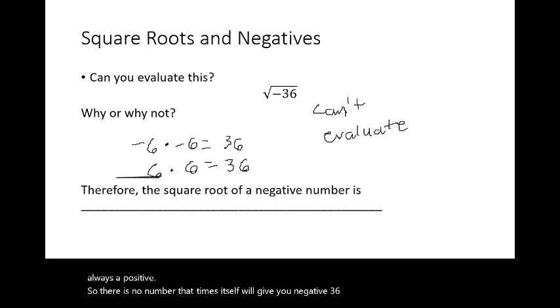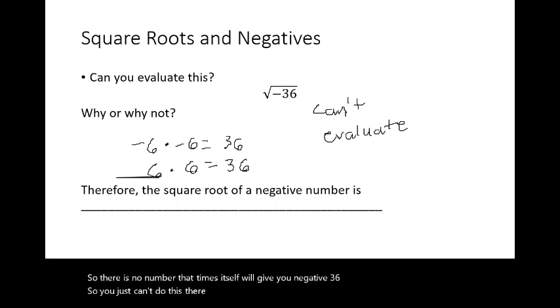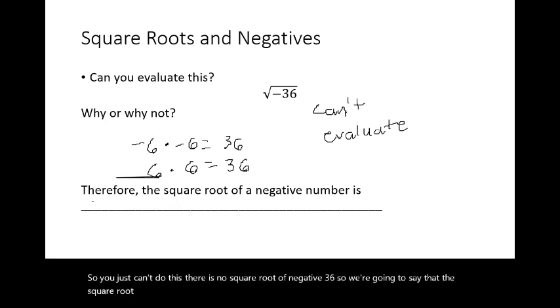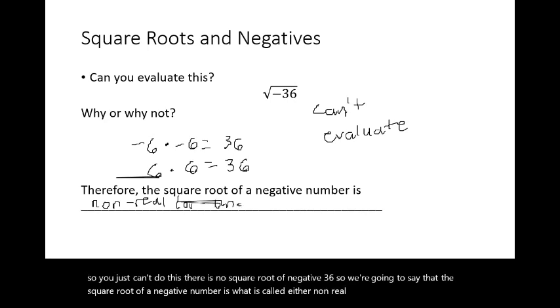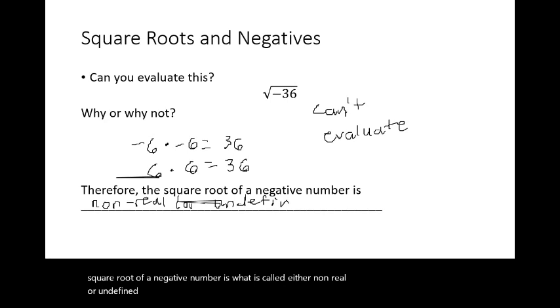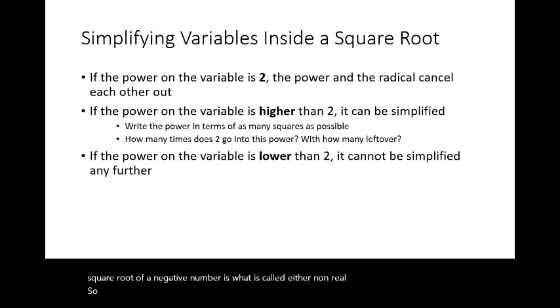So you just can't do this. There is no square root of negative 36. So we're going to say that the square root of a negative number is what is called either non-real or undefined. So the square root of a negative number is not a real number.